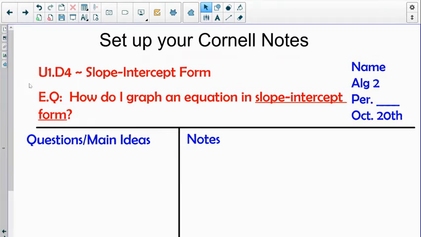All right, so you're going to want to pause the video here in just a moment and set up your Cornell notes. Remember, your notes are what you're allowed to use while you are testing on the unit test. Today's topic is slope-intercept form. It's day 4. And our question for today: how do I graph an equation in slope-intercept form? Go ahead, pause the video and play when you're ready.